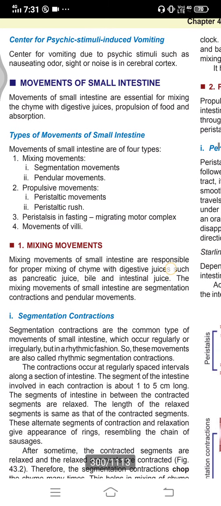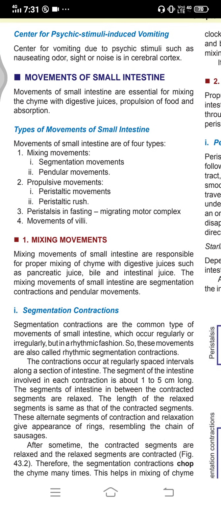Movements of small intestine are essential for mixing the chyme with the digestive juice, and propulsion of food and absorption of food also. Types of movements in the small intestine are mixing movements and propulsion movements. Then comes peristalsis in fasting, that is the migrating motor complex, and also movements of villi.